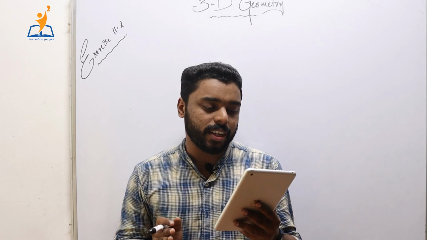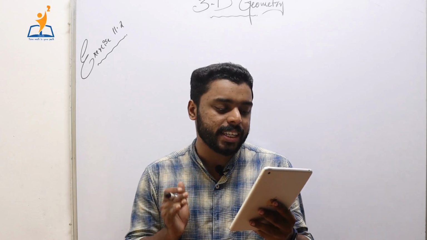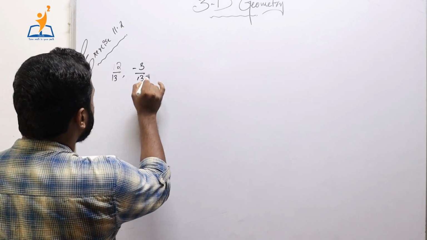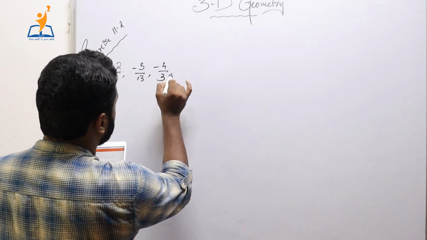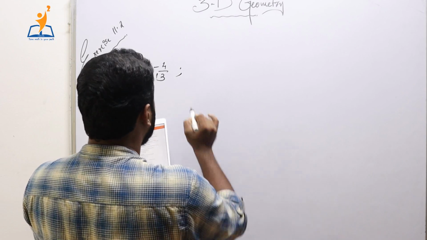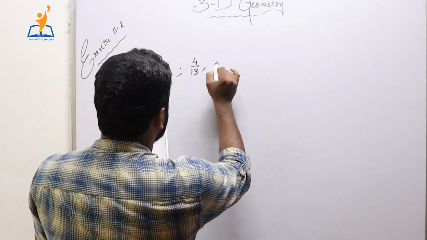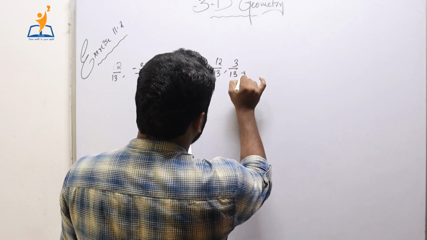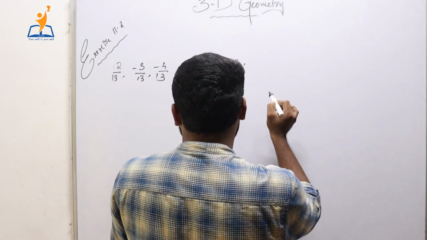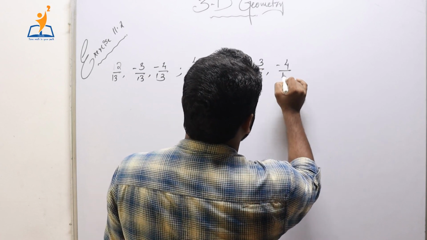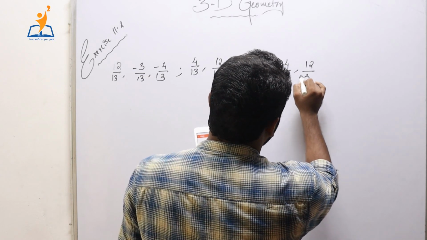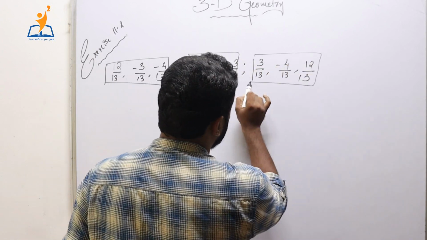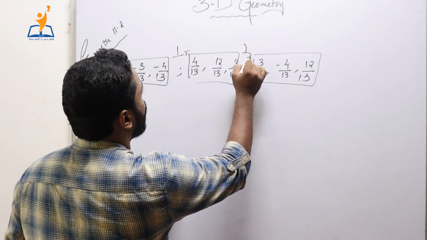The first question is question number 1. Show that the three lines with the direction cosines 12/13, -3/13, -4/13 (this is the direction cosines of the first line), and the second line is 4/13, 12/13, 3/13, and the direction cosines of the third line is given by 3/13, -4/13 and 12/13. We have to show that these three lines are mutually perpendicular.